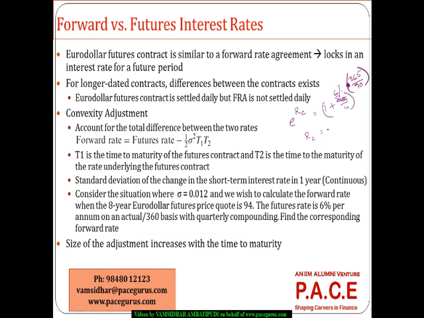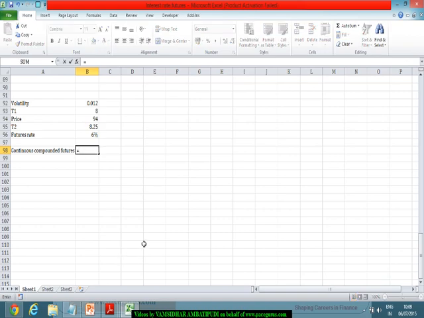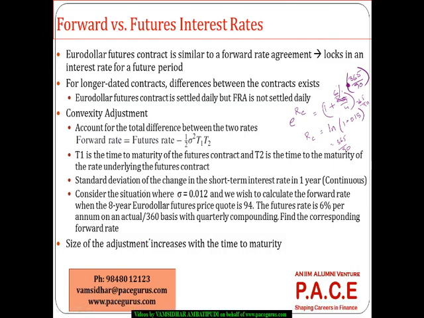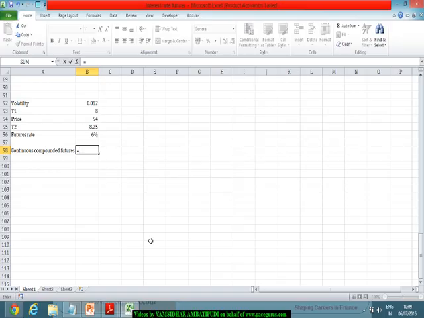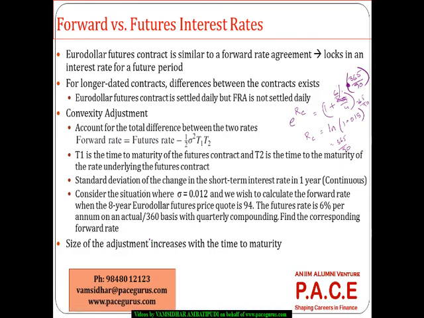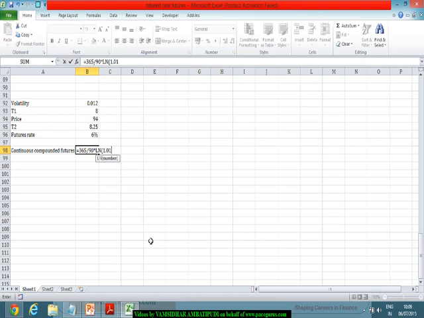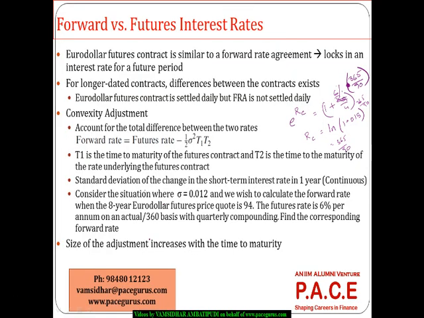My RC will come out to be the logarithm of 1.015 to the power 365 by 90. Otherwise this can come out as 365 by 90 times the logarithm of this. So we can very well compute the continuously compounded futures rate, which is going to be 365 by 90 times log of 1 plus 6%, so 1.015. So when I am doing it on a continuously compounded basis, the futures rate is coming out to be this.